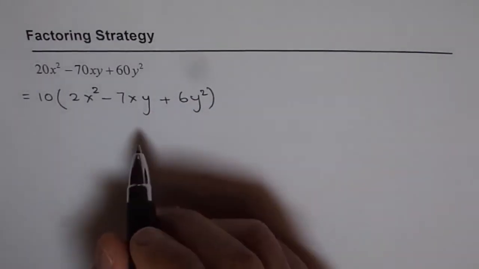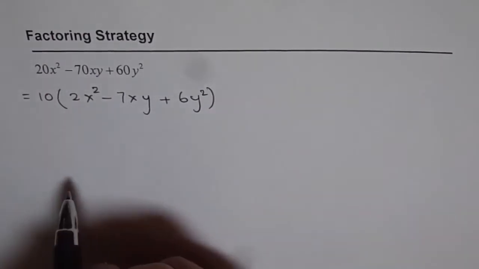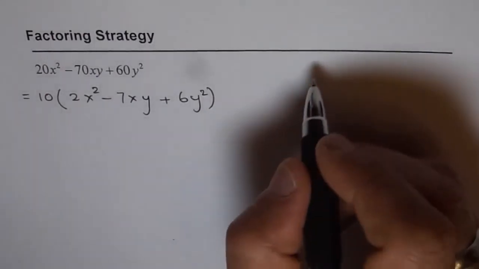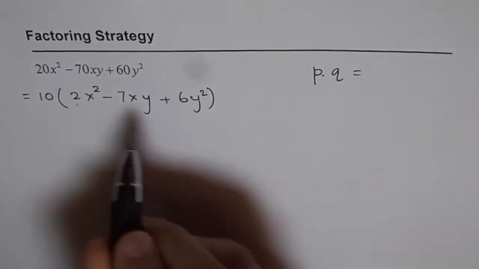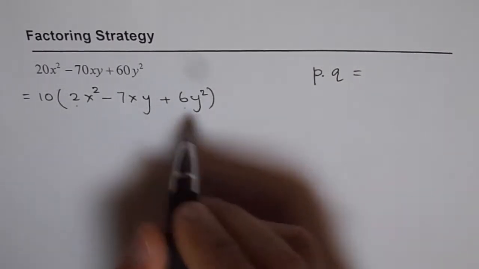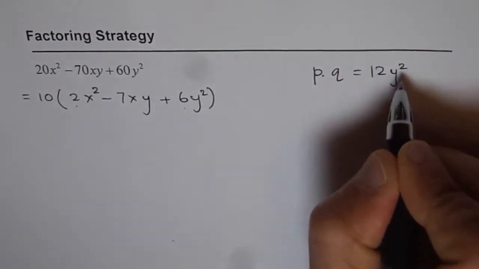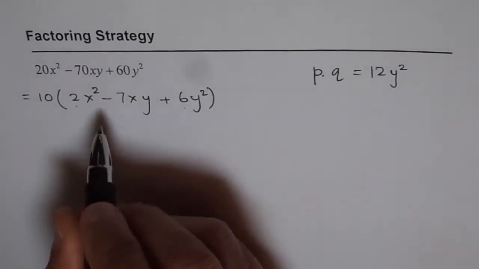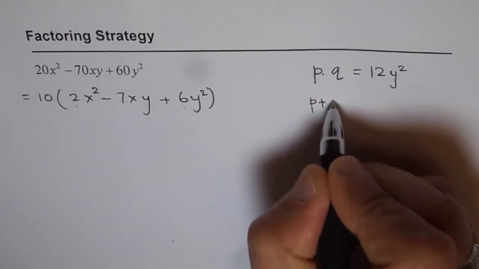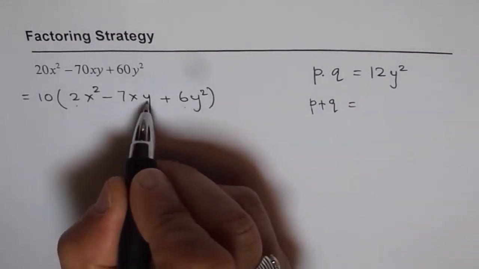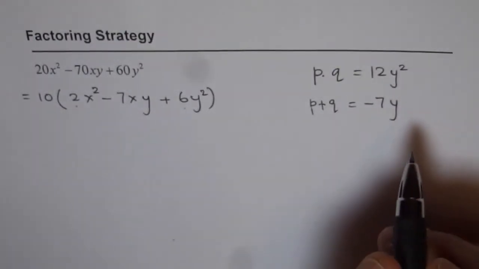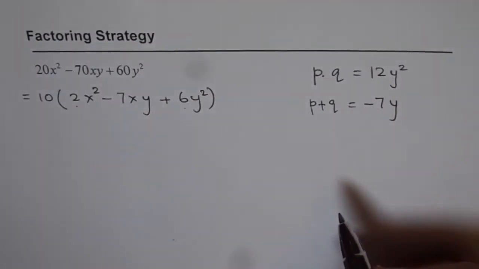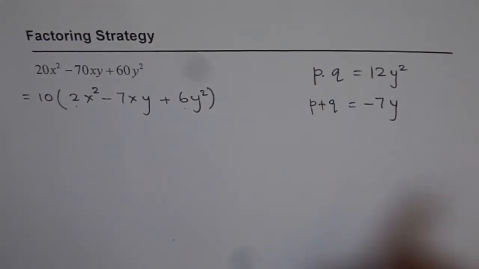Now to factor this trinomial where the coefficient is not 1, we need two magic numbers, p and q, whose product should be equal to the product of 2 and 6y squared, which is 12y squared. Don't forget about y squared. And the sum, that is p plus q, should be equal to minus 7y. Minus 7y, right? So everything but not x. We are treating this trinomial as a function in one variable, that is just x.